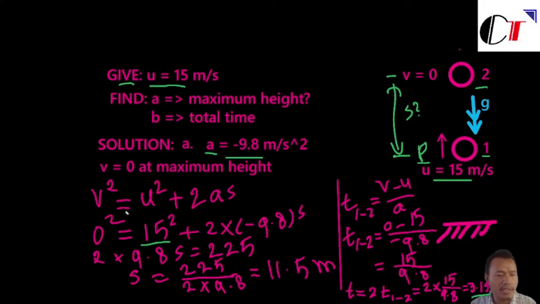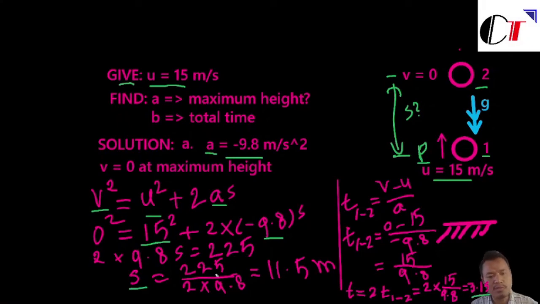The final speed is 0, the initial speed is 15, and the acceleration is minus 9.8. So 2 times minus 9.8 times s, going to the left-hand side of the equation, becomes positive. So 2 times 9.8 times s equals 15 squared, which is 225. The distance traveled s will be 225 divided by 2 times 9.8, and your answer is 11.5 meters.